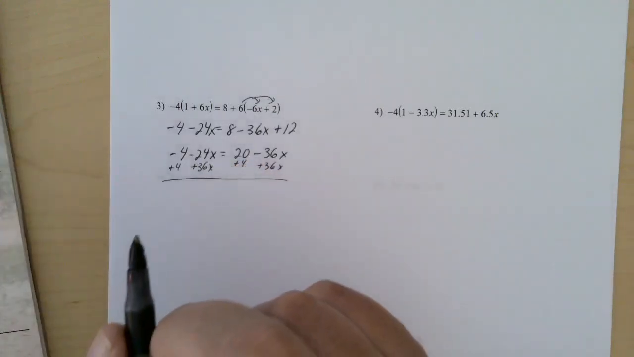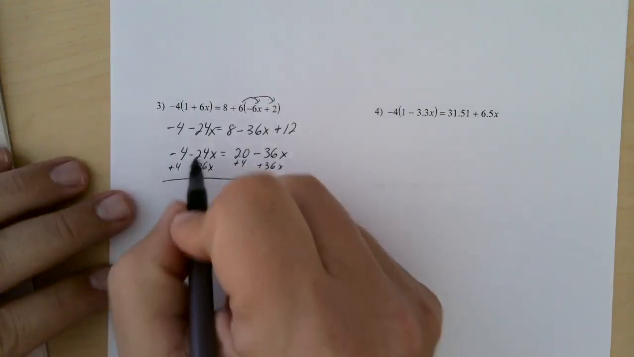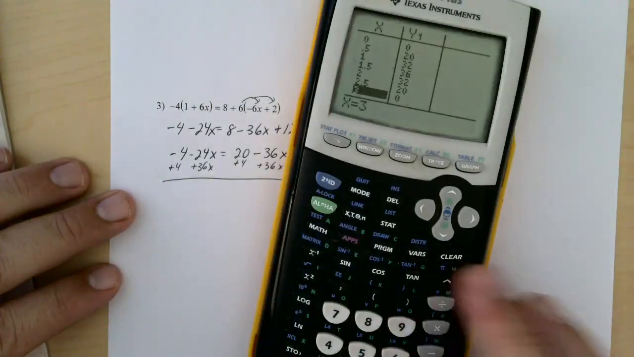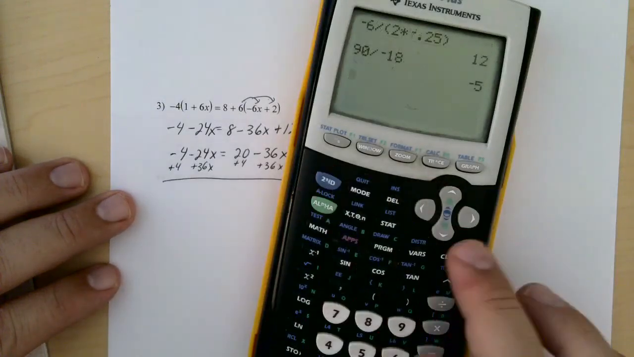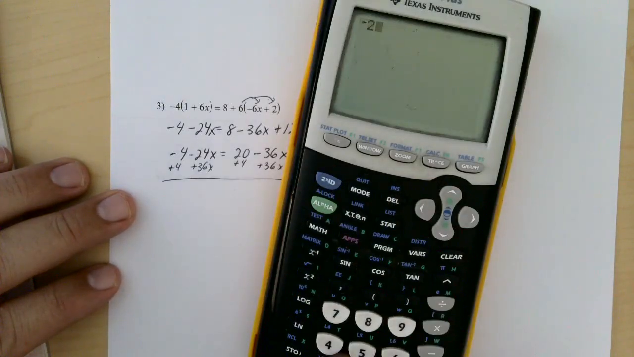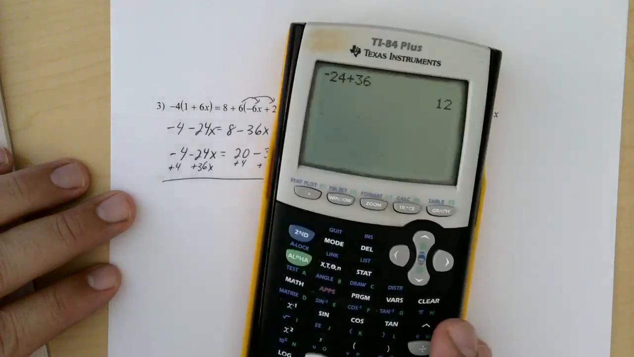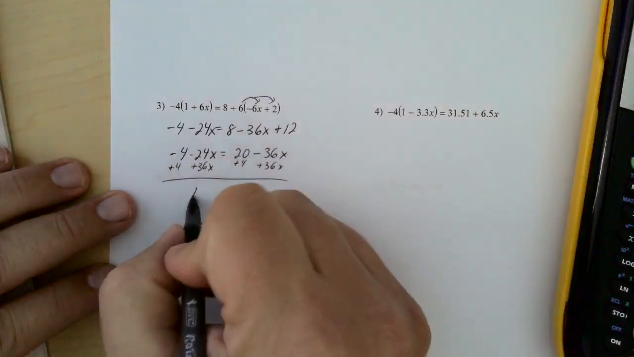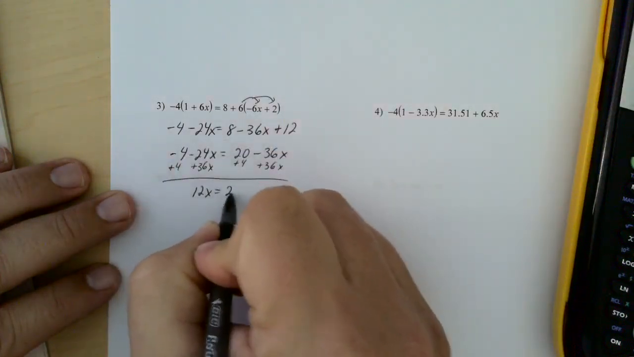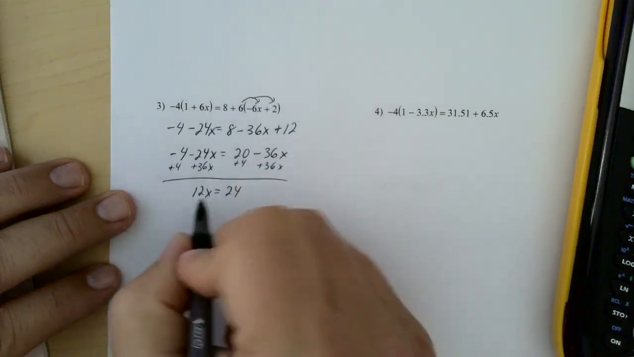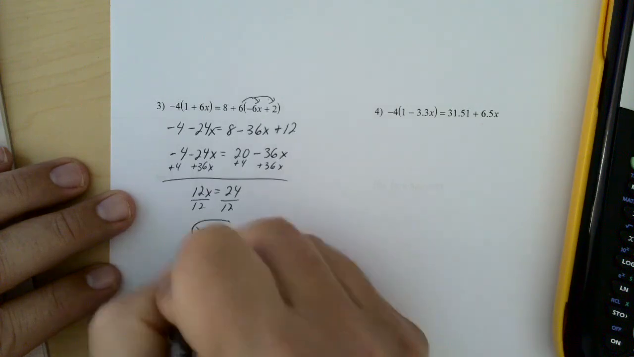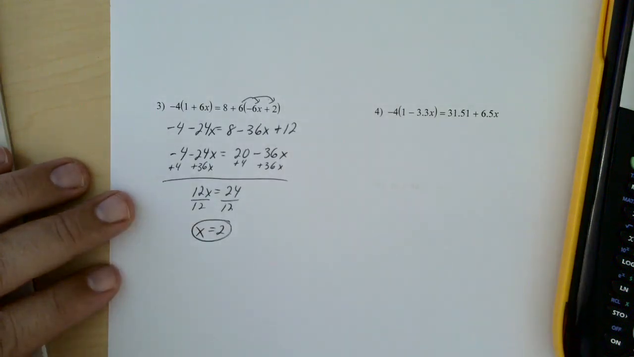Okay, and again, just be careful of your calculations. Again, if you need a calculator, you don't type in the x, but you can do negative 24 plus 36. It's going to be a 12. Okay, right there it is. So negative 24 plus 36 is going to be a 12x, and that's going to equal 24. When you divide, hey, we feel good about an answer of 2.